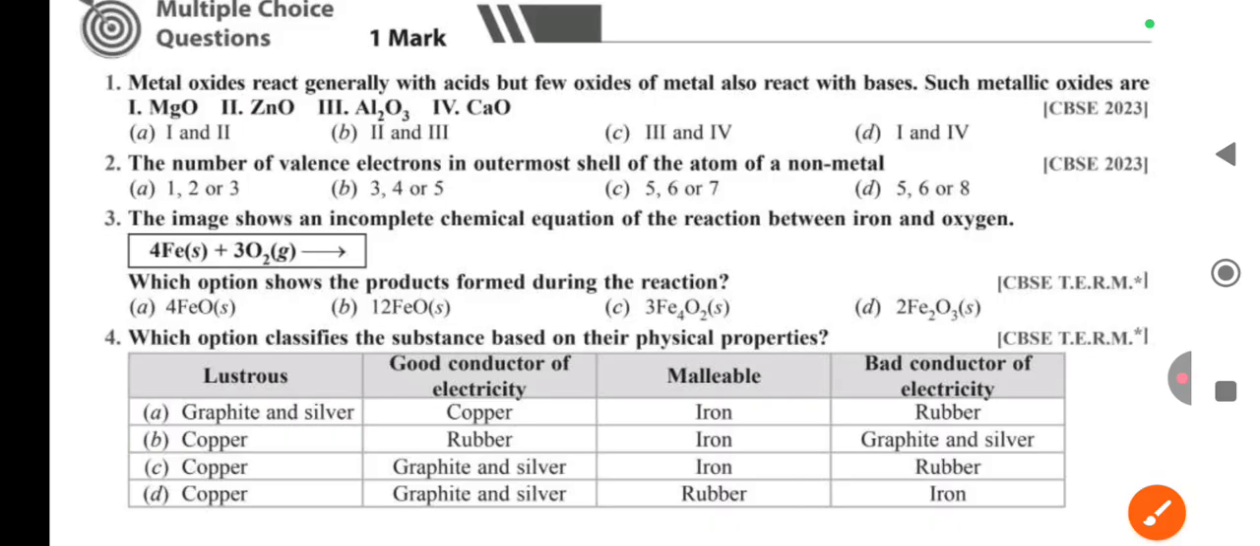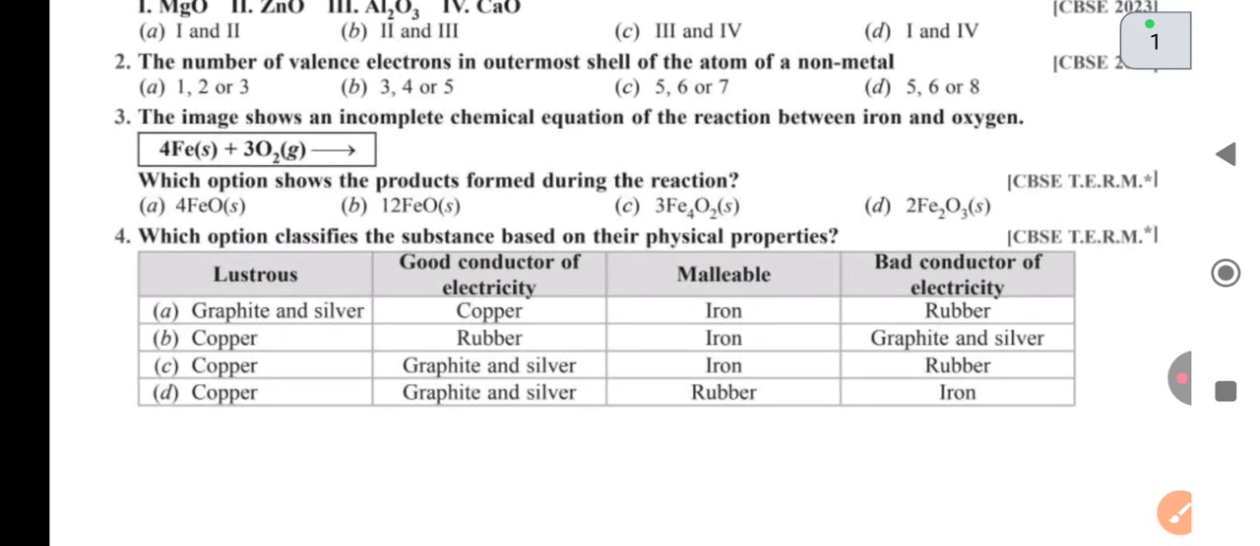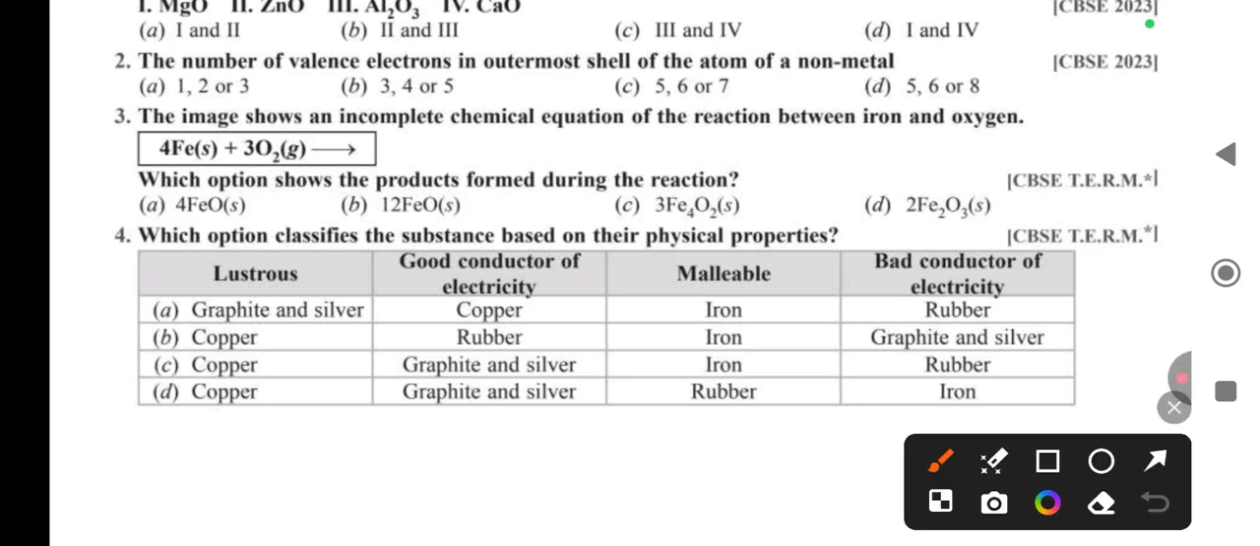So our next question is, the number of valence electrons in the outermost shell of atoms of a non-metal. As I told you, non-metals carry the negative charge, and how can you tell it carries a negative charge? If it has more than 4 electrons in its outermost shell. So you can see here 1, 2, 3. It is less than 4 electrons.